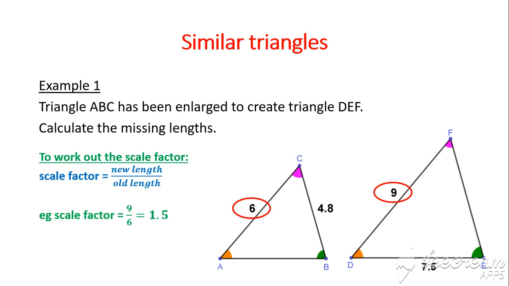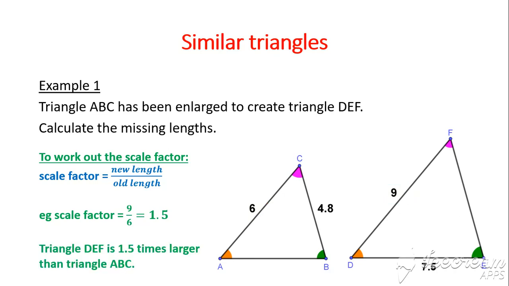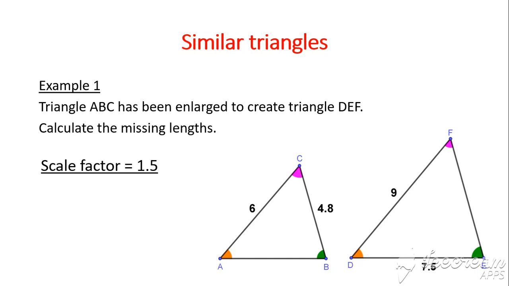Take the new length of 9, divide it by the old length of 6, and we get a scale factor of 1.5. So triangle ABC has been enlarged by 1.5 times to get triangle DEF. So the scale factor is 1.5. So now let's work out the length of EF. We just need to multiply 4.8 by 1.5, and that gives us our new length of 7.2.